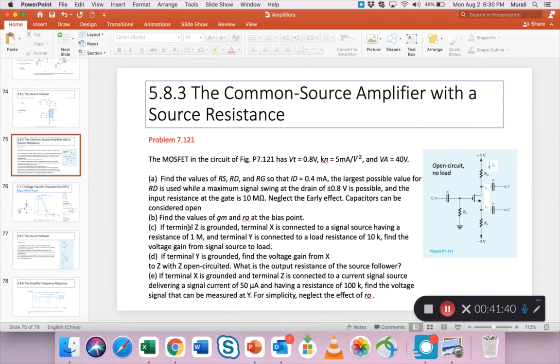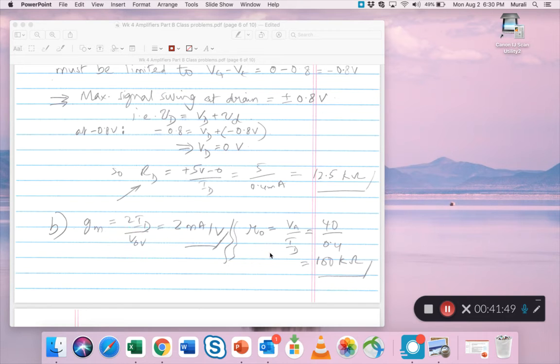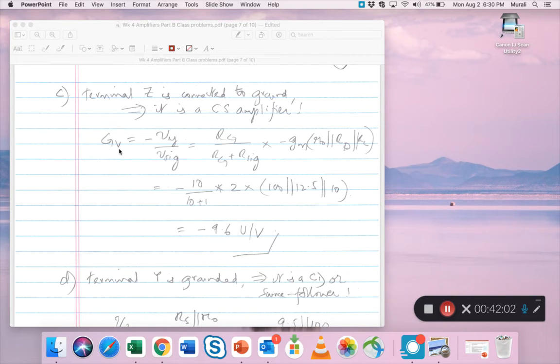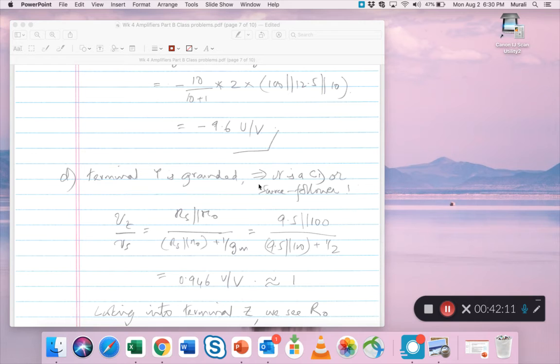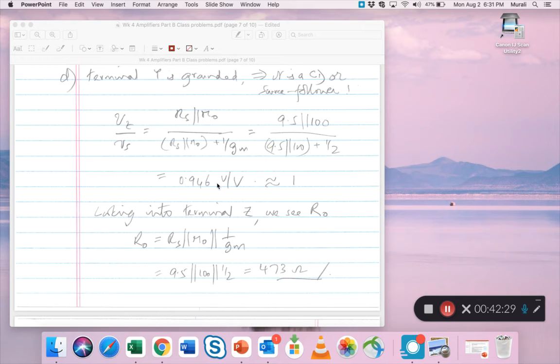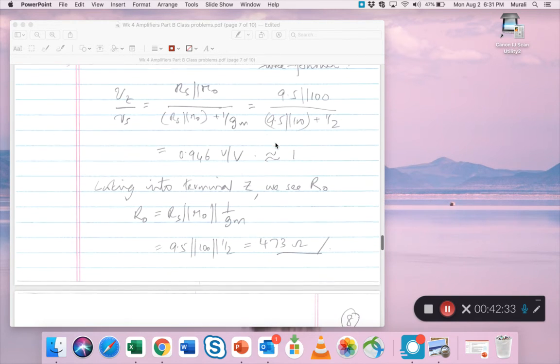Next we come to part B, which is just to find the value of Gm and Ro, right, which is a straightforward application of the formulas for Gm and Ro. Next we create a CS amplifier in part C. So then we use the CS formulas for overall gain, and that comes out to be minus 9.6. In part D, terminal Y is grounded, so it is a CD or a source follower. Here you use this formula to get the voltage gain, which is roughly 1 because it's a source follower. Looking into the terminal Z, we see Ro equals the parallel combination of these three, which is 4.473 ohms.